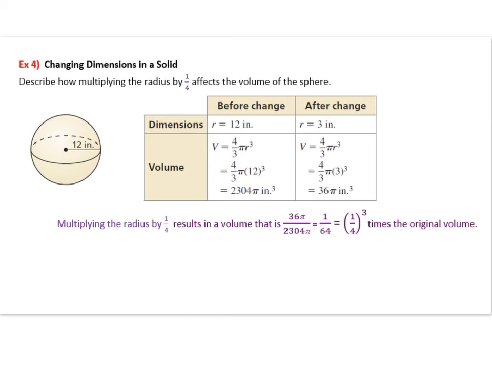And 1/64, I want us to rewrite that as a factor cubed. So 1/4 cubed is equivalent to 1/64. I like to convert it to this version so that you can see this 1/4 matches the original scale factor, except it's being cubed. So multiplying the radius by 1/4, a single dimension changed by 1/4, changes the overall original volume by that same factor cubed.